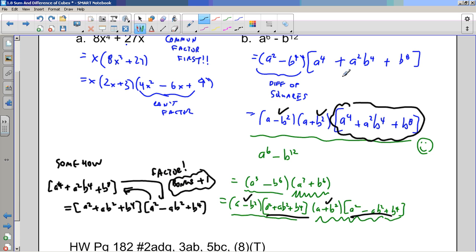Notice, so on a test, what would happen if I did it this way? Would I still get full marks? Yeah, because the whole idea here, do you know what the sum and difference of cubes is? Yes. Do you know what the difference of squares factors as? Yes. So even if you factored it this way, I would give you full marks for it. But notice that this is more factored. So this is actually the best solution.